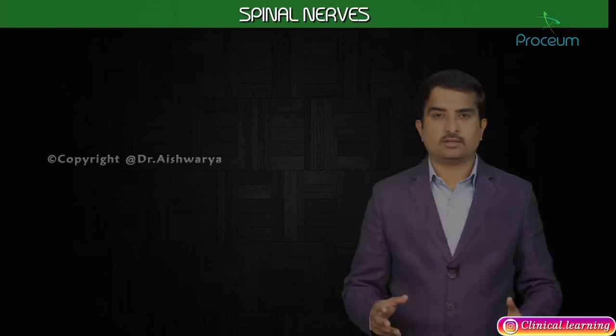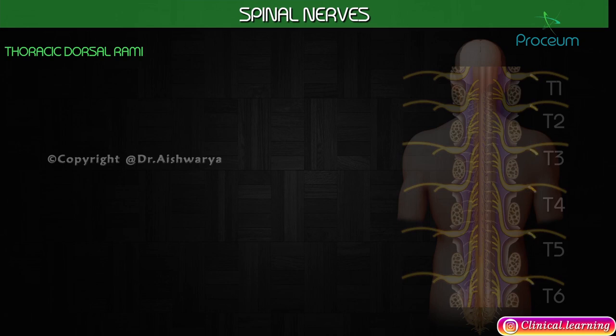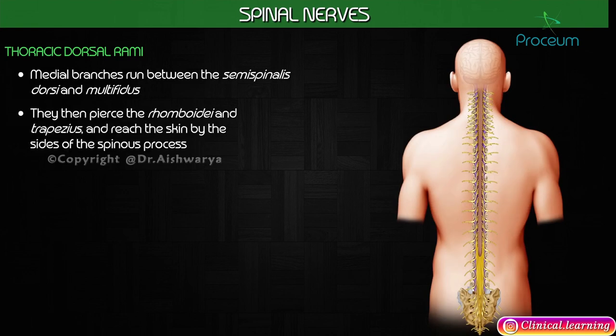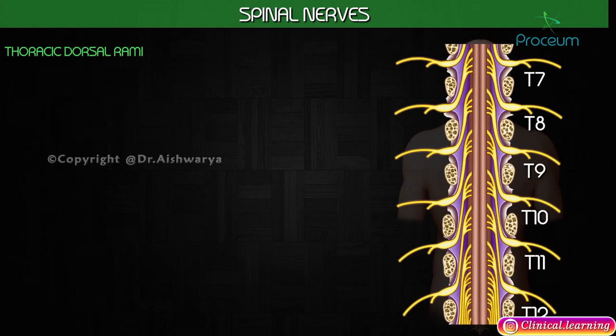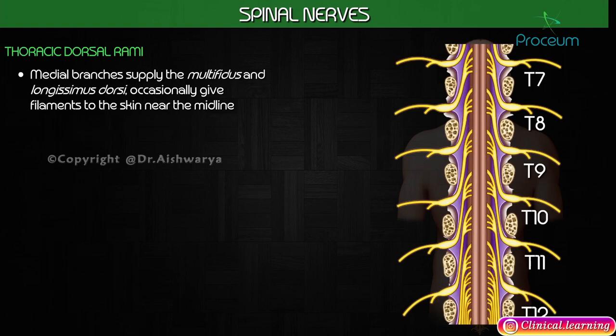And next is about the thoracic nerves. The medial branches of the posterior divisions of the upper 6 thoracic nerves run between semispinalis dorsi and multifidus. Then they pierce the rhomboidei and trapezius and reach the skin by the sides of the spinous process. The medial branches of the lower 6 are distributed chiefly to the multifidus and longissimus dorsi, and occasionally they give off filaments to the skin near the midline.